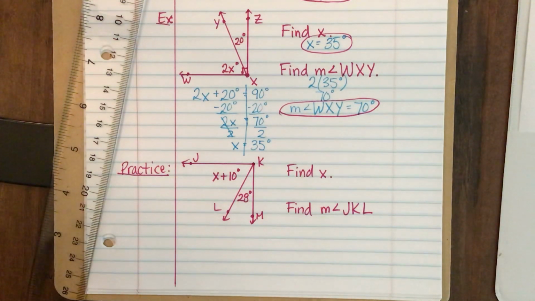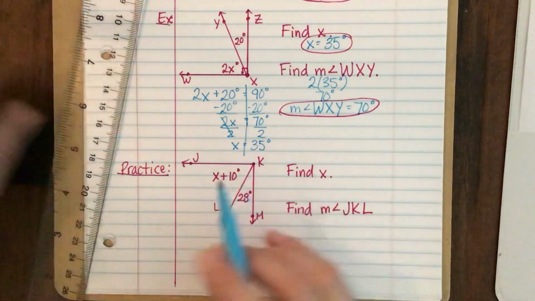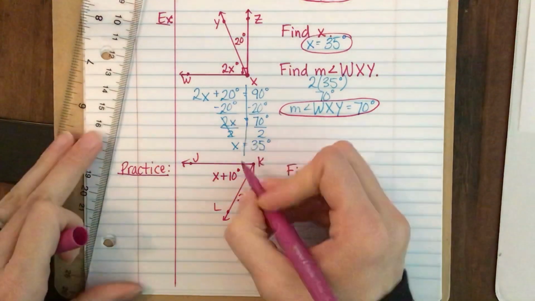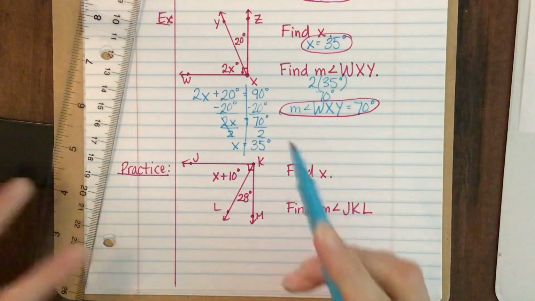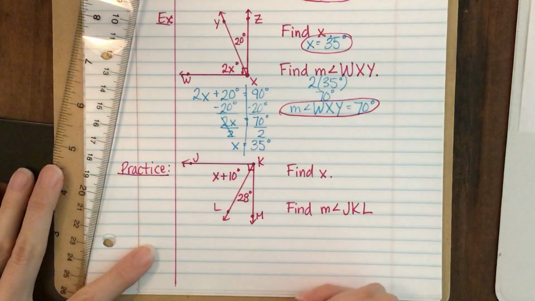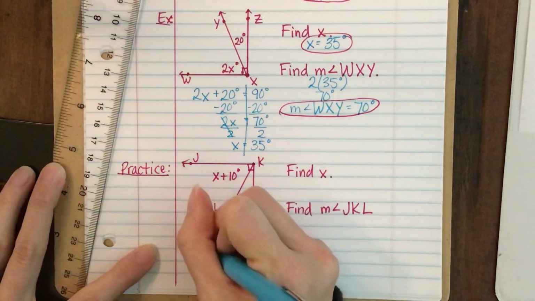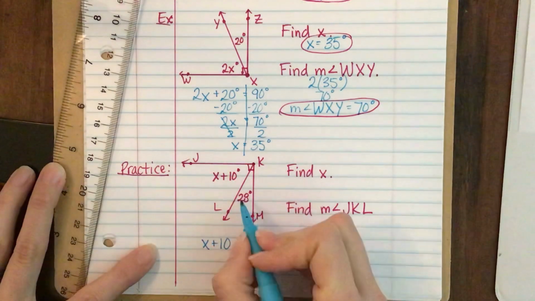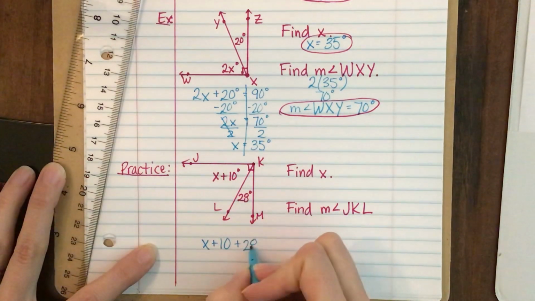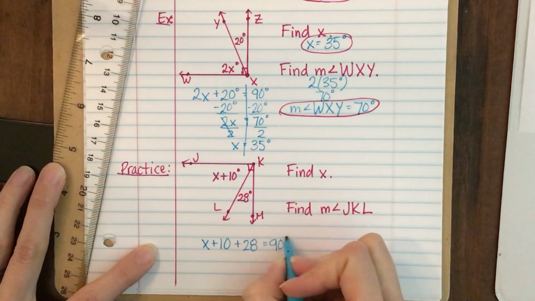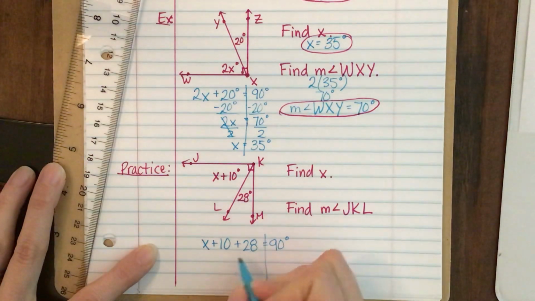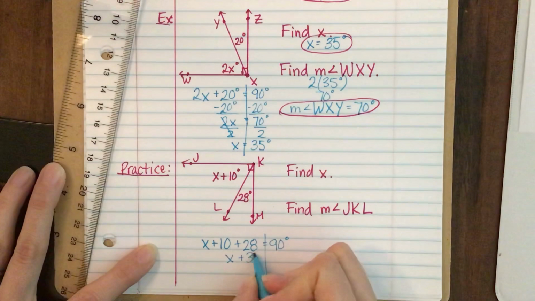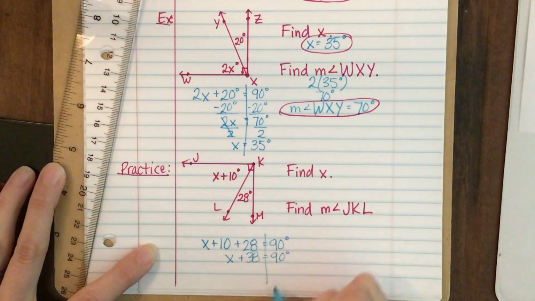All right, hopefully you found x and the measure of angle JKL. I'm going to go ahead and do this with you now. All right, first of all, I forgot to put my little square there. I hope you assumed that that was a complementary angle. All right, since they're complementary angles, we know that this is going to add to 90 degrees. So we're going to have this angle, x plus 10, plus this angle, which is 28, is equal to 90 degrees. Before I can solve this, I do want to simplify here. So I'm going to add 10 and 28. So I'm going to have x plus 38 is equal to 90 degrees.